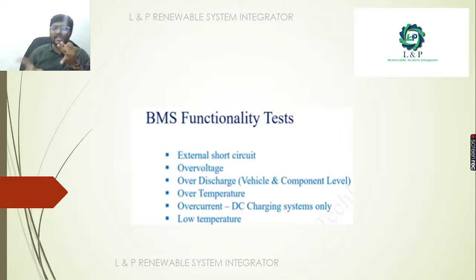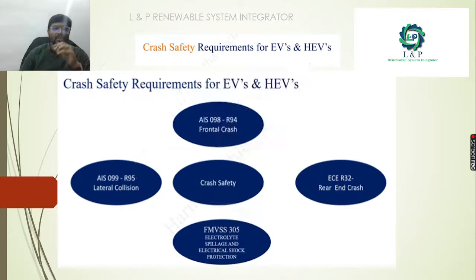It should protect against over voltage, over discharge, over temperature, and it should also provide over current protection. When we get into the crash safety requirements of electric vehicles and hybrid electric vehicles, the first things are lateral collision, that is AIS 099, frontal crash, that is AIS 098, and rear end crash, ECE R32.